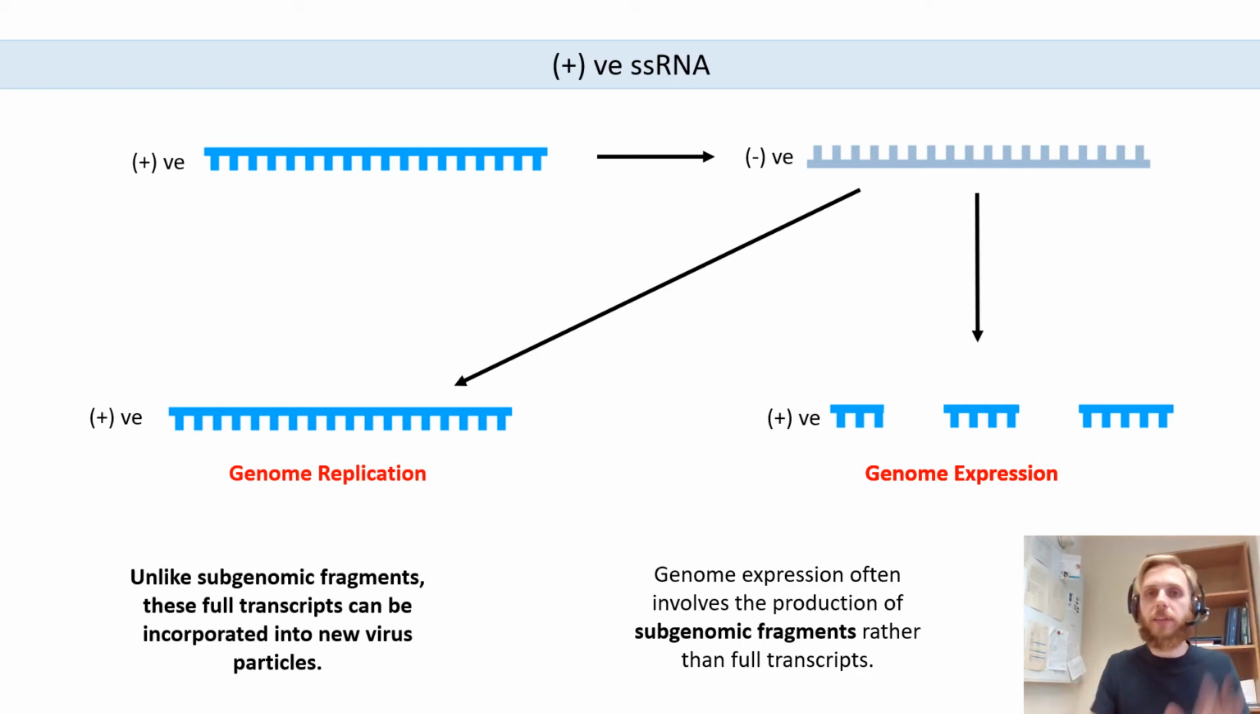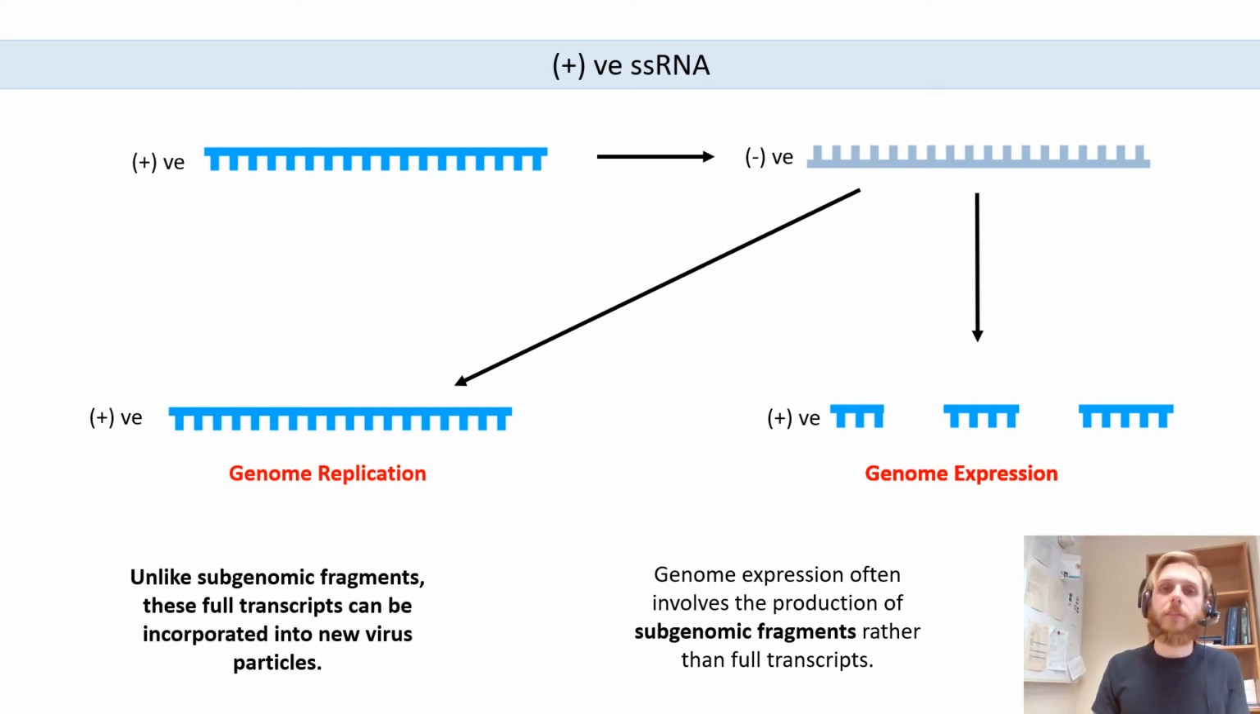And again, hopefully this diagram demonstrates that very well. When we're talking about genome expression, we have these short genome fragments, and then we have this switch to full length genome production for genome replication. Again, not all viruses do this switch, and not all positive sense single-stranded RNA viruses do this switch. Sorry, these are the viruses we're talking about now.